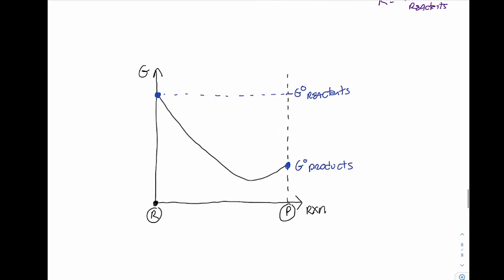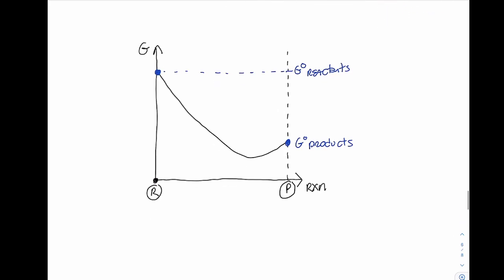And then remember how we're calculating that change, delta G. It is going to be my free energy for my products, minus, let's move it over because I'm not going to have enough room, minus my free energy for my reactants.